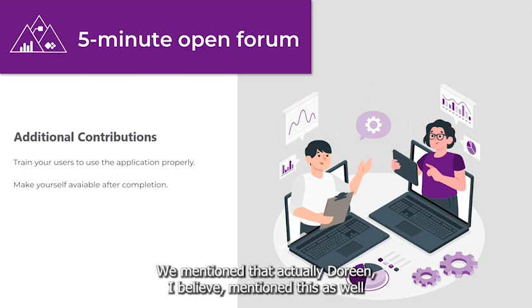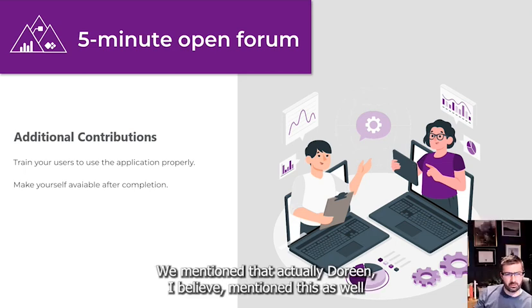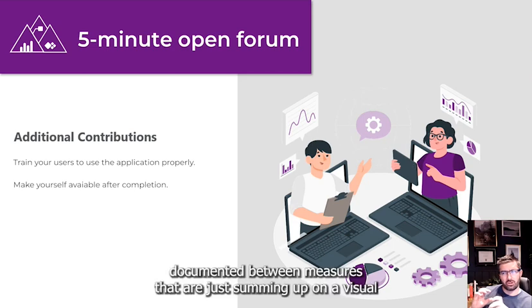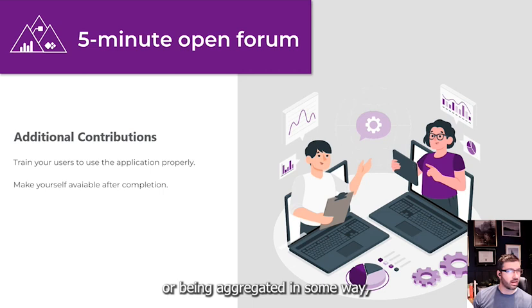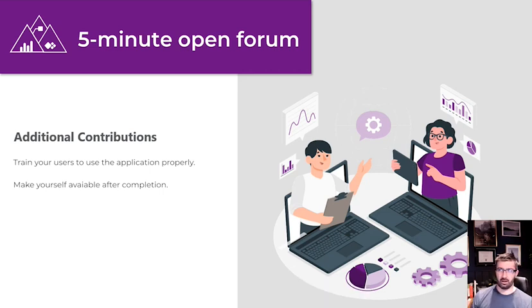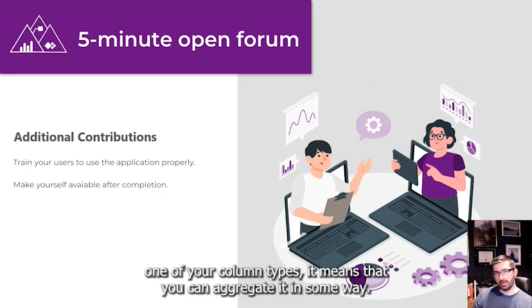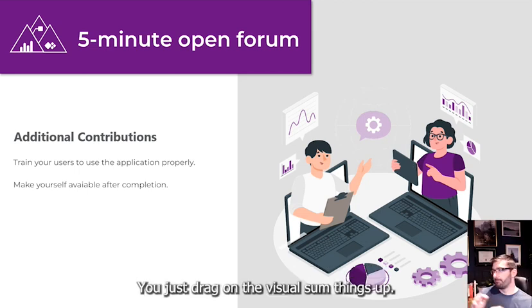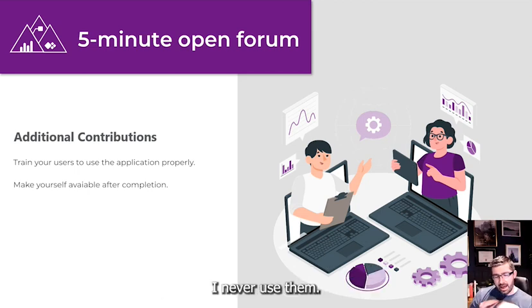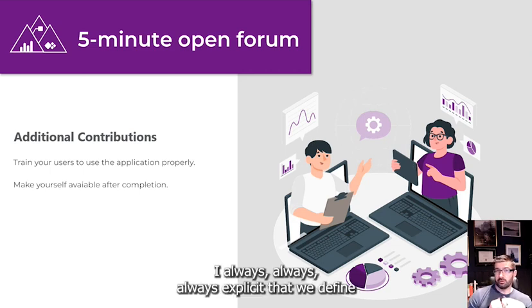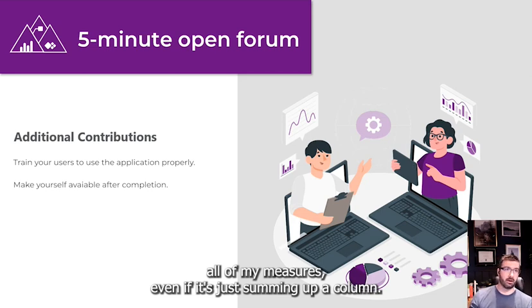We mentioned, actually, Doreen, I believe, mentioned this as well, when we had documented between measures that are just summing up on a visual or being aggregated in some way. But these are the implicit measures. So if you see that little sigma beside one of your column types, it means that you can aggregate it in some way. You just drag it on the visual, and it sums things up. I never use them. I always explicitly define all of my measures, even if it's just summing up a column.